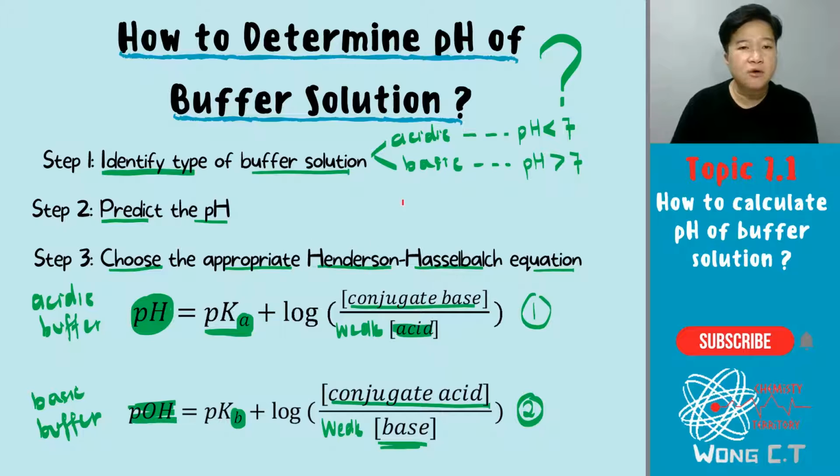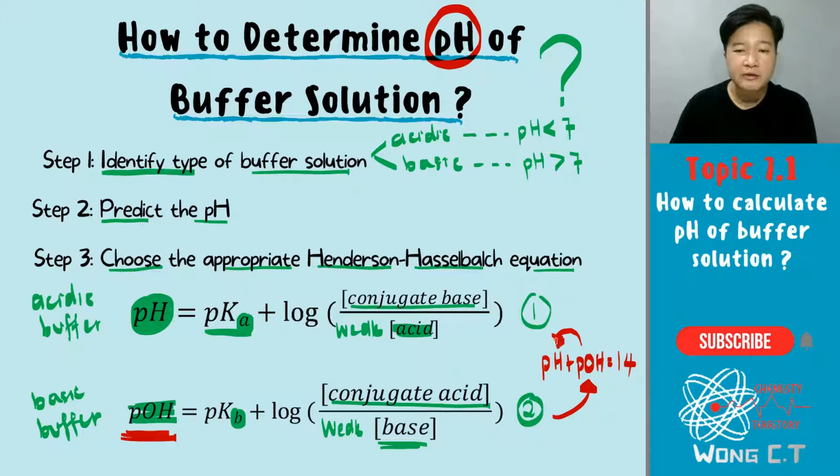But the problem arises over here: I said we want to calculate the pH of our buffer solution, and looking at the basic buffer, you only have your pOH calculated. And how can I change the pOH to pH? Simple. Your pH plus pOH equals 14. So after you calculate the pOH, you can easily change it to pH by using this formula. So it's very important to know the type of buffer that you have so that you know which equation to use in your question.